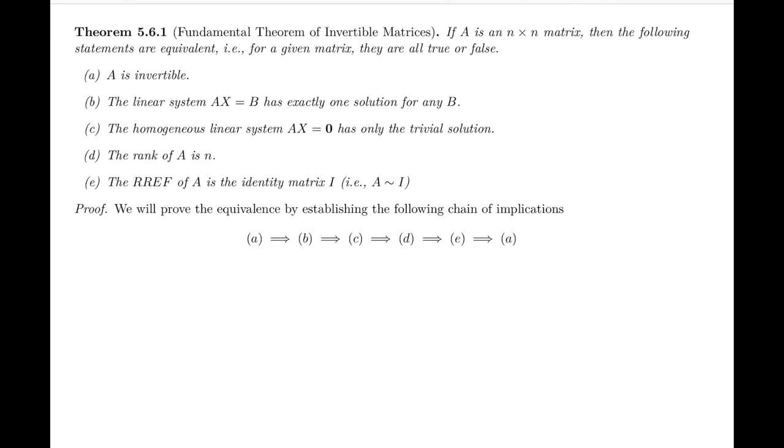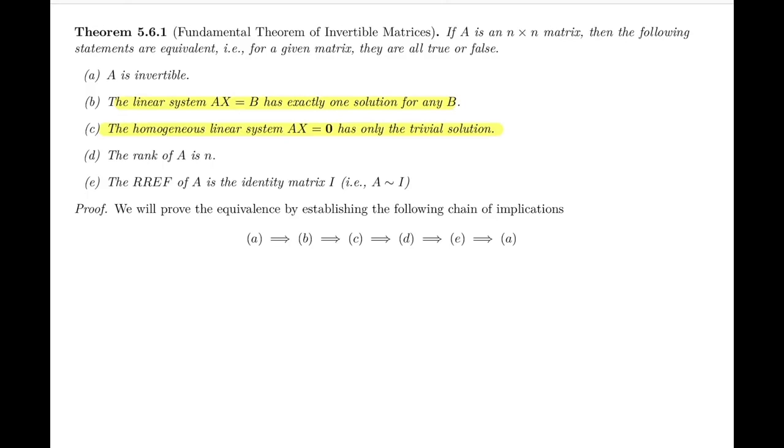And so if we say that the matrix A is invertible, a statement that is equivalent to that is the linear system AX equals B has exactly one solution for every B. That's what we saw in the last video. And that statement is equivalent to the homogeneous linear system AX equals 0 has only the trivial solution, right?